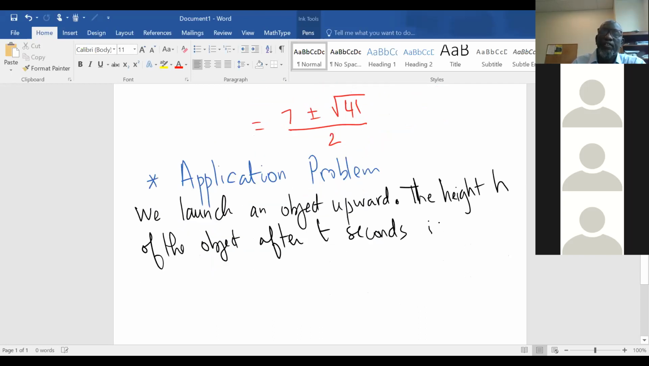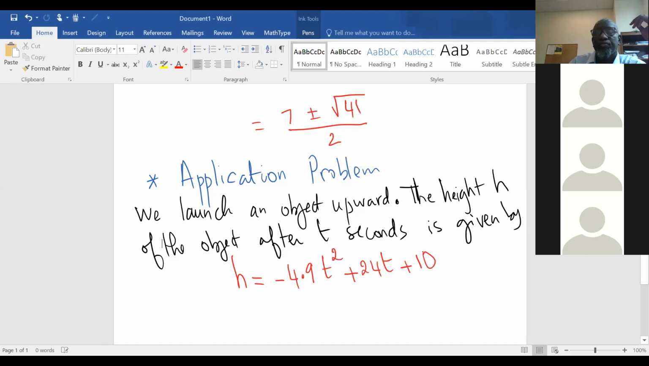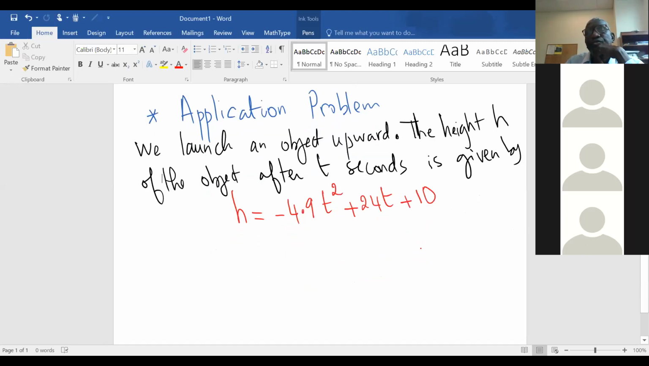The height is given by h equal to negative 4.9 t squared plus 24t plus, let's say, 10, in feet.